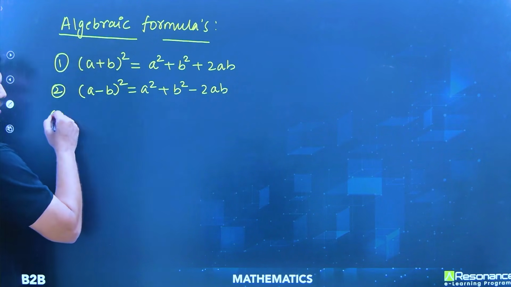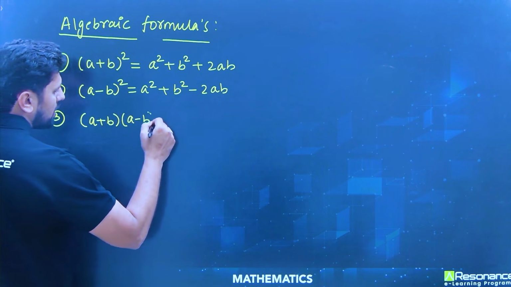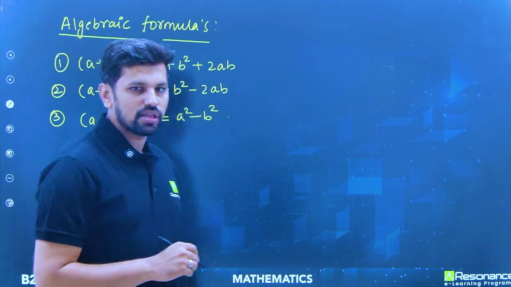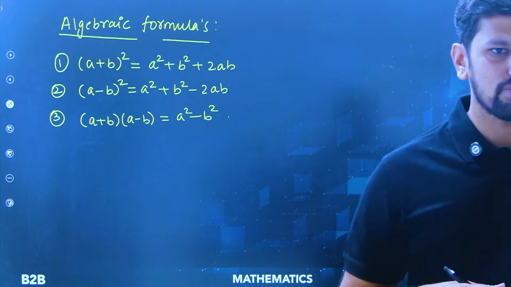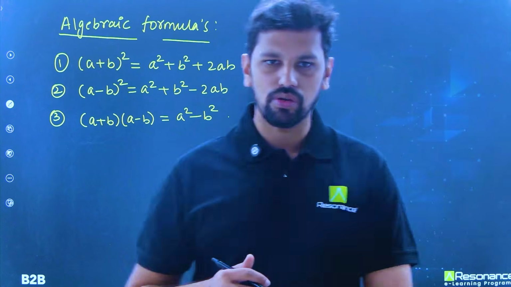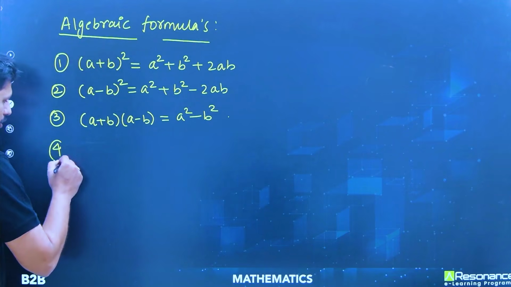Third formula we all know (a plus b) into (a minus b), that is equal to a square minus b square. Correct? Now comes the important parts.